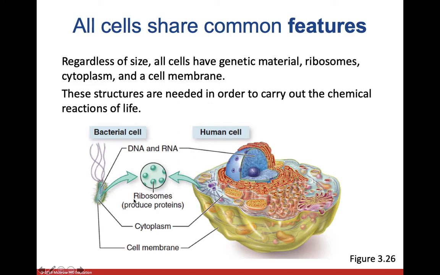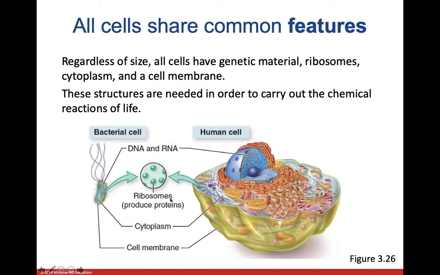So every single cell on the planet, regardless of if you're a teeny tiny little bacteria or a giant human cell or an even larger ostrich egg, you're all going to have genetic material inside of you, both DNA and RNA, and that's a key characteristic here of living cells. They have both DNA and RNA inside of them.